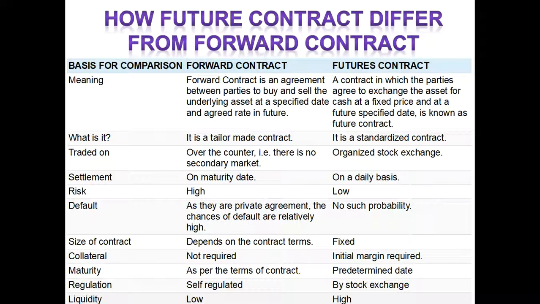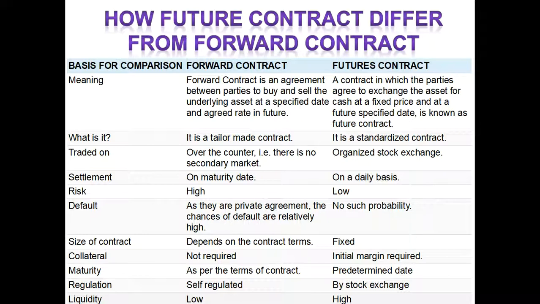A forward contract is a tailor-made contract, and a futures contract is a standardized contract. A forward contract is traded over the counter, that is, there is no secondary market. A futures contract gets traded in the stock exchange, so this is an organized stock exchange. The forward contract gets settled on the maturity date, and the futures contract gets settled on a daily basis. The risk is high with the forward contract, and with the futures contract, the risk is low.